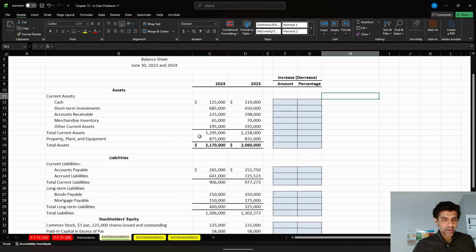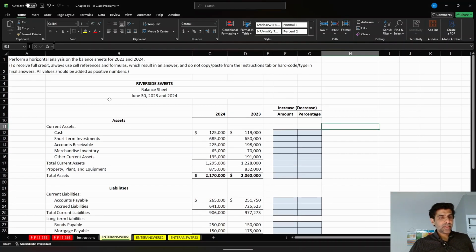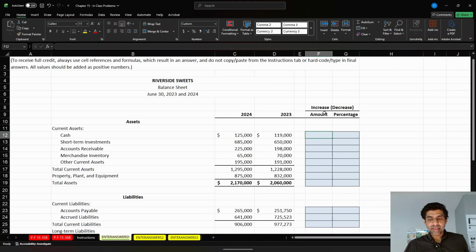Okay, so this is asking you to do a horizontal analysis on this balance sheet. What it's asking you to do is, in this first column, calculate the amount of change and then the percentage change. So this is just kind of like a one year trend analysis. Like what was the change from 23 to 24 and what percentage change?